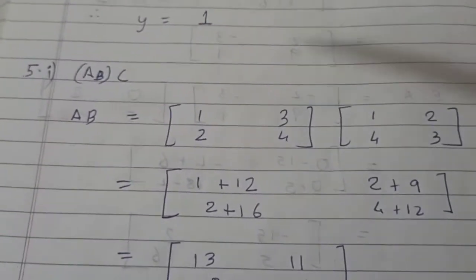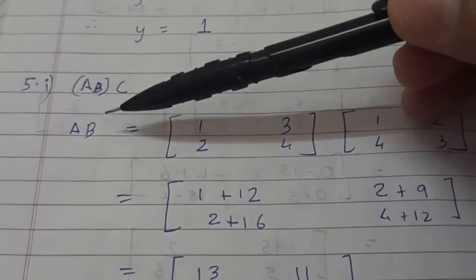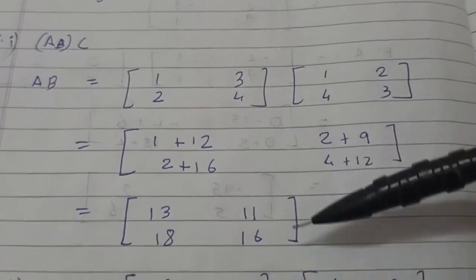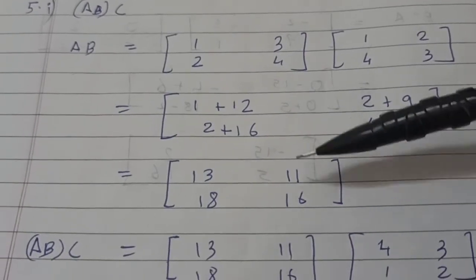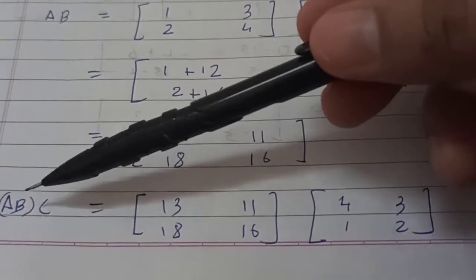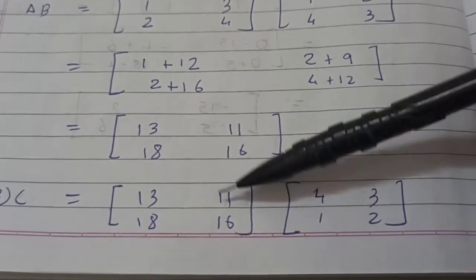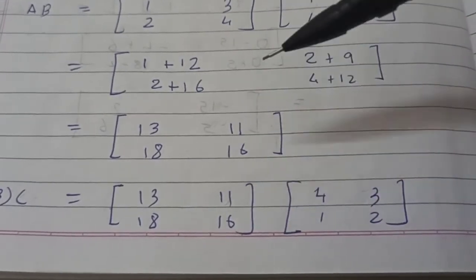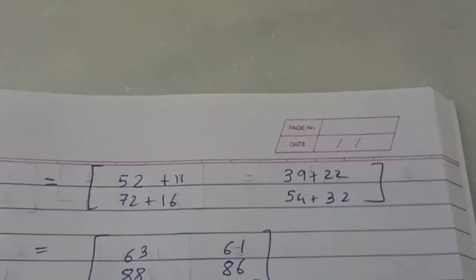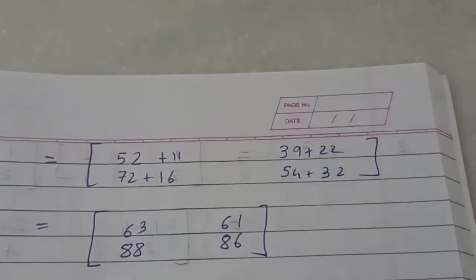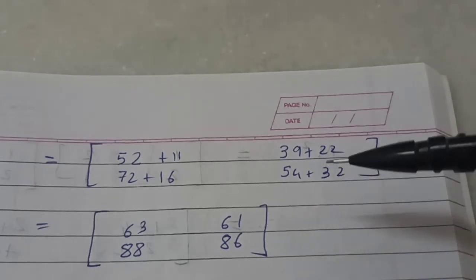So first, let's do Roman number 1. First multiply AB, get this answer. Then this answer is multiplied by C. Remember, C is on the right, so write C on the right of this matrix of AB. And then you get these answers. So again, do not copy, solve on your own, pause the video, check are you getting this answer.